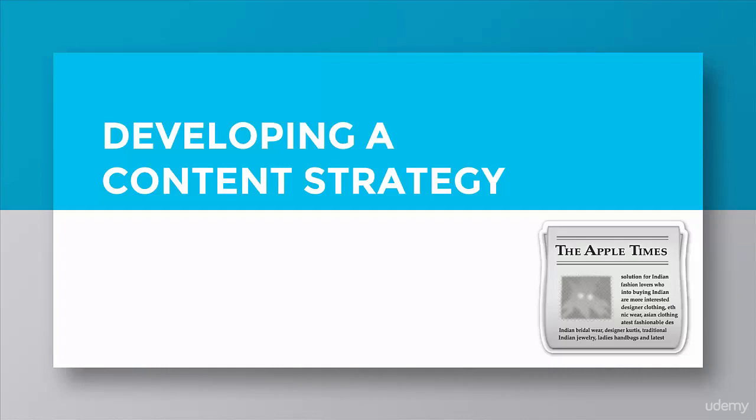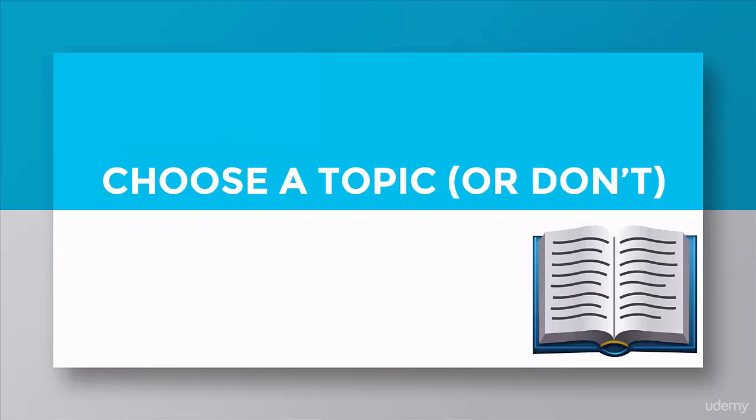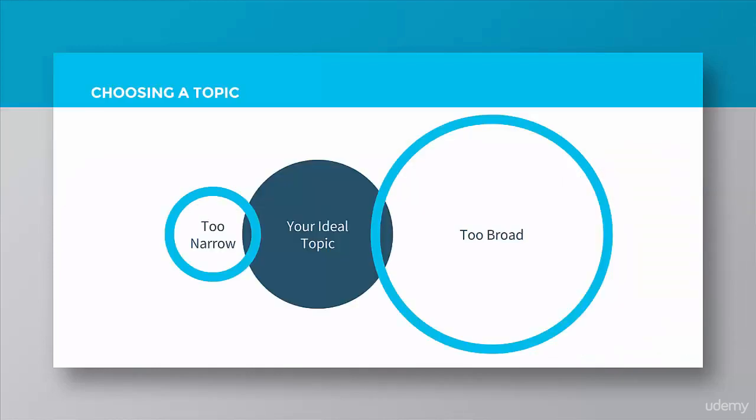The first part of developing a content strategy is this: choose a topic or don't. Let me explain. I recommend focusing on a specific topic because you can position yourself as an expert and grow a lot more quickly than if you were just trying to be everything for everyone. When you choose a topic, you'll want to find something that's just specific enough for you to carve out an audience for yourself, but broad enough that an audience actually exists.